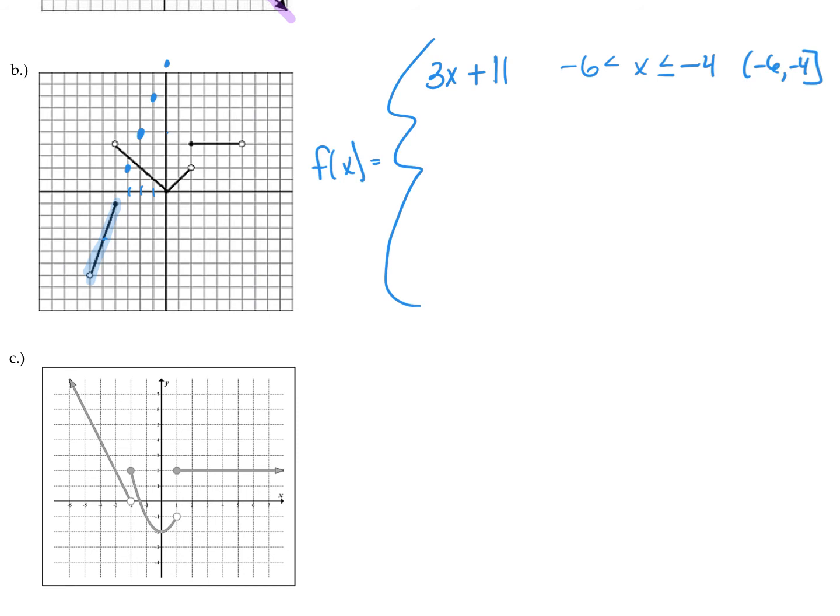All right, our second one, this guy is a V, so that is an absolute value starting at 0, and it's true from -4 not included to 2 also not included. Then this last section is a horizontal line at 4, from 2 included to 3, 4, 6 not included.